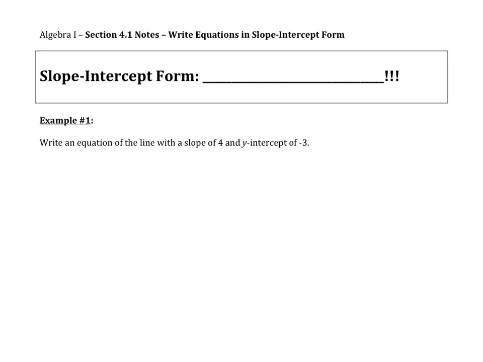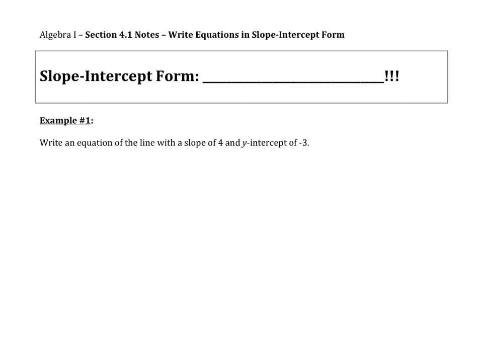Section 4.1 is all about writing equations in slope-intercept form. In the last chapter, we were graphing. We were finding slope, we were graphing it using slope-intercept form with the m and the b. In this chapter, we're going to actually be taking information about the line and finding the equation.